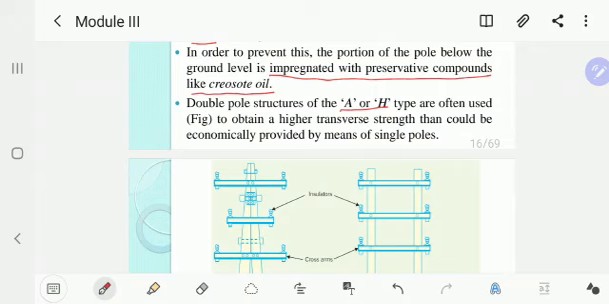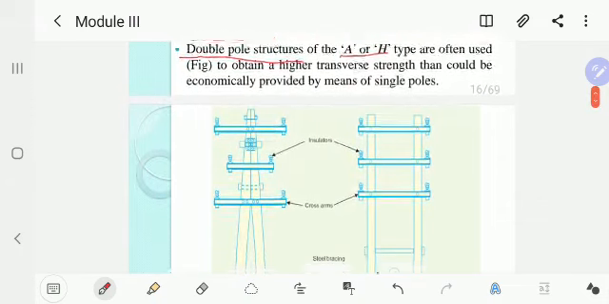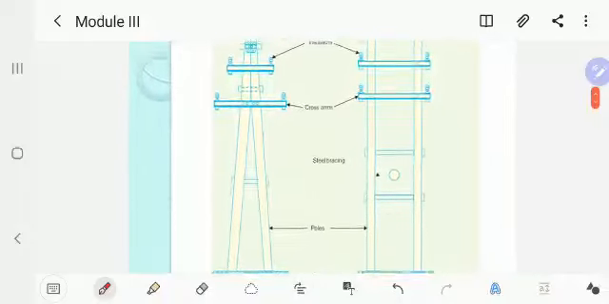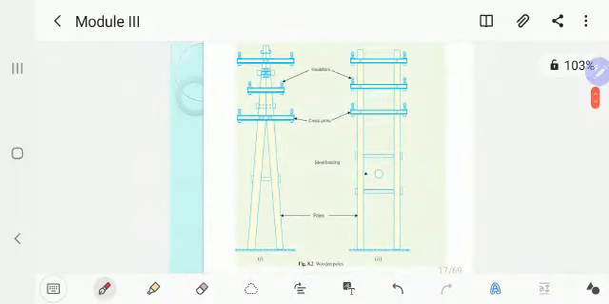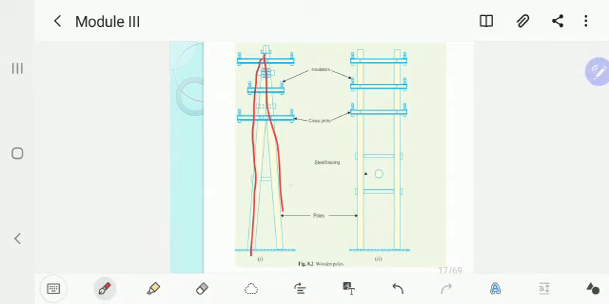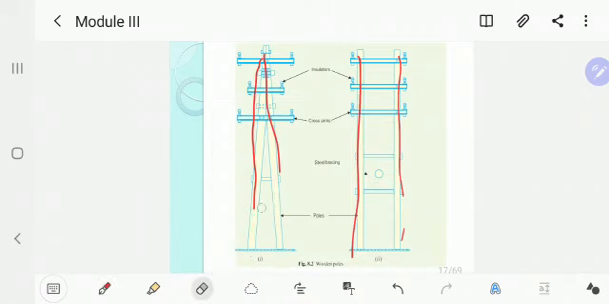and H, when double pole structures are coming. What is meant by double pole structures? For getting a better idea about this double pole structure, you can see this figure. Here you can see two types of figures. One is an A structure, and the other one is an H structure. These are actually known as double pole structures.